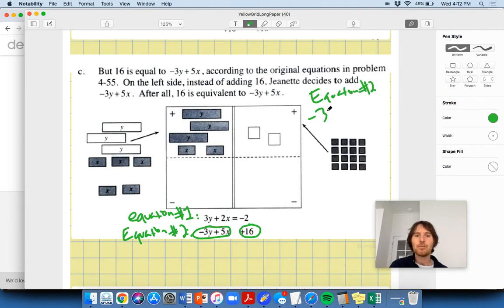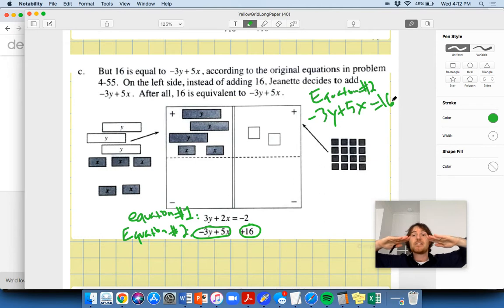It was -3y plus 5x is equal to 16. And for those of you doing geometry this year, that's the addition property of equality. If I have 3y plus 2x equals -2, and that's an equal statement because it was given to me, I can add an equal quantity on one side: -3y plus 5x, that is equal to 16. As long as I add 16 to the other side, my equality is preserved, and the resulting equation is also true in this situation.